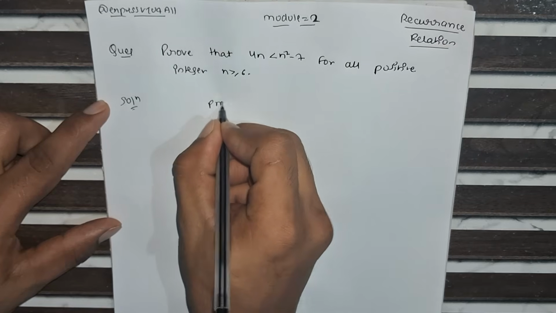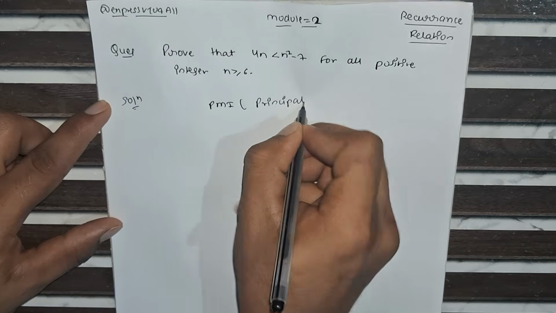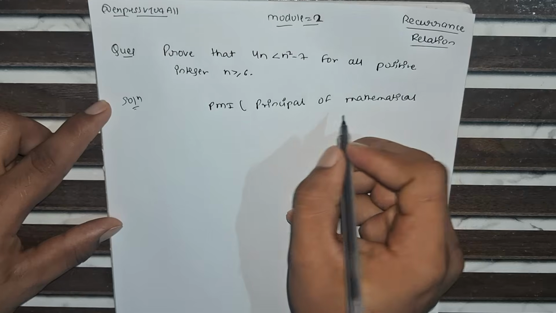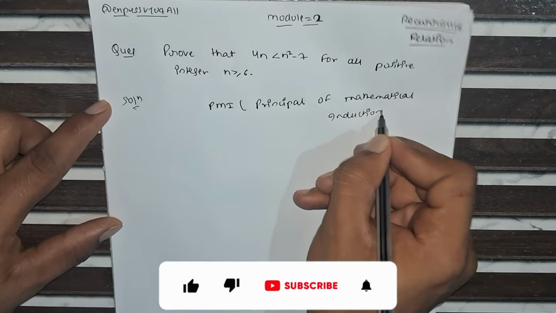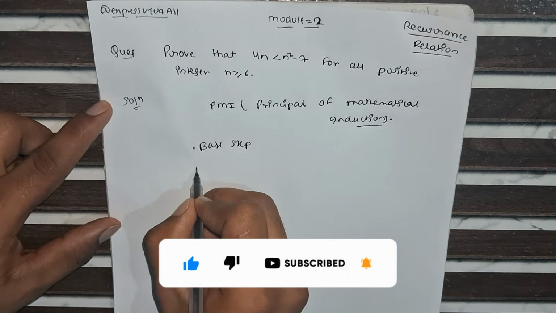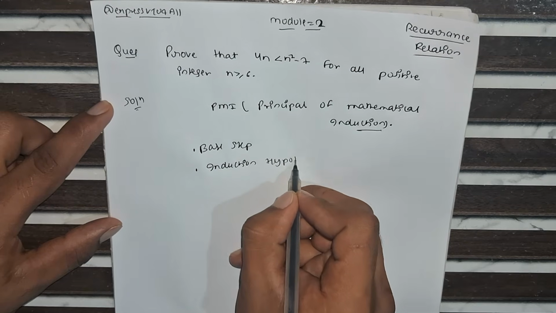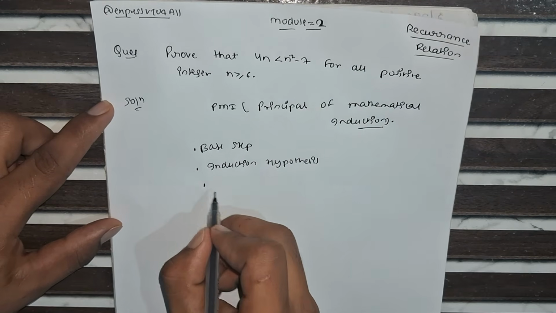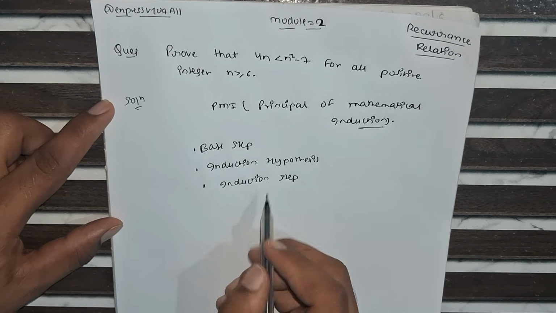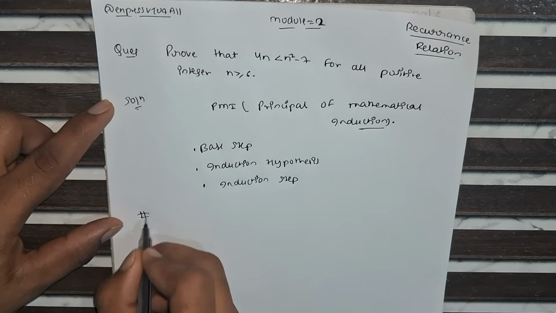PMI is nothing but the principle of mathematical induction. So the first step is base step, the second step is induction hypothesis, and the third one is induction step. With the help of these three steps, we will prove this equation. So our first one is base step.